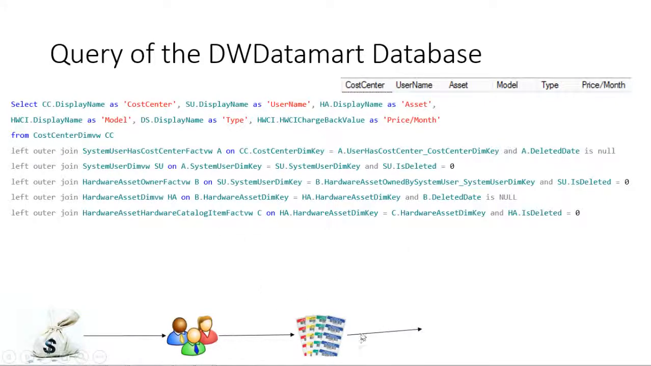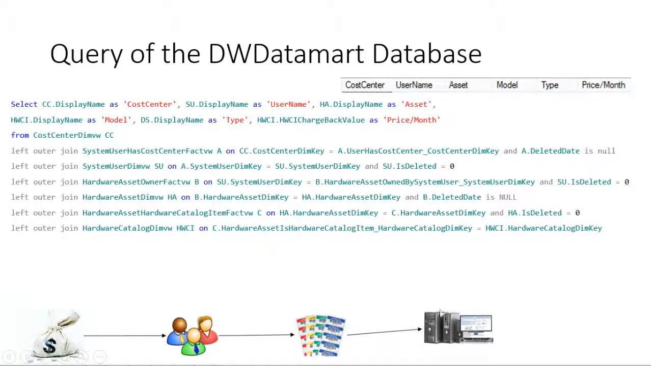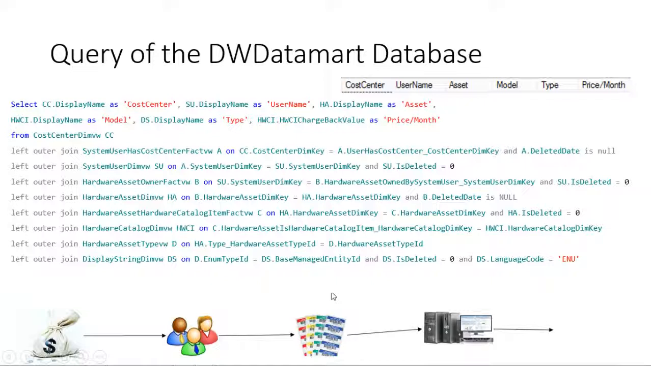The next line is which hardware catalog items are these assets, with again a fact table, hardware asset catalog item fact view, and then through the hardware catalog dim view we get the catalog item, and then we query the type of the catalog item to have this type field here. Okay, finally we order it by cost center and username.